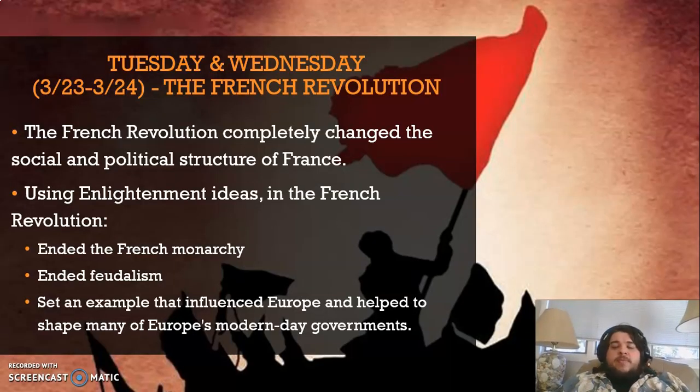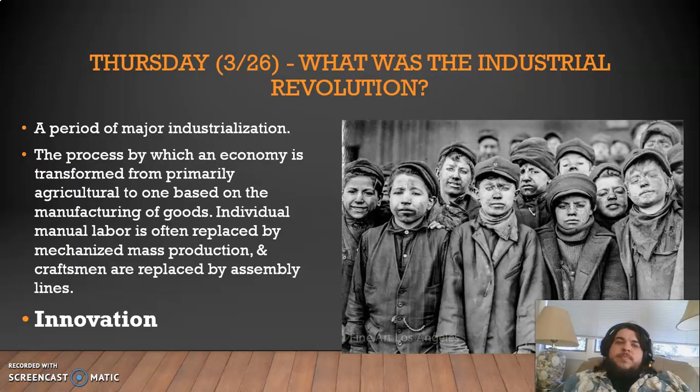Then we talked about the French Revolution. The French Revolution completely changed the social and political structure of France, using Enlightenment ideas. These Enlightenment ideas are going to help to end the French monarchy, end feudalism, and set up an example that influenced Europe and helped to shape many European modern day governments. Pretty cool. Then we talked about the Industrial Revolution.